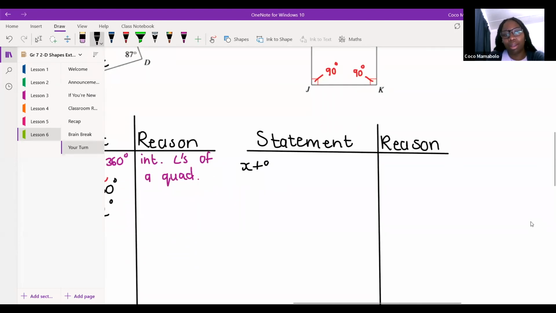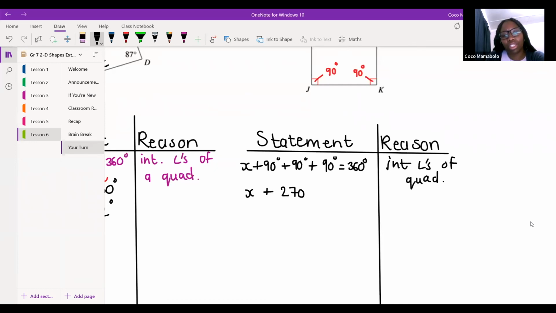So I'm going to have x plus 90 degrees plus 90 degrees plus 90 degrees is equal to 360 degrees. And that is the interior angles of a quad. And if I add all of these up, 90 plus 90 plus 90, that's going to give me 270 degrees. And all of that is equal to 360 degrees. And this goes all the way to the other side. And we're going to get x is equal to 360 degrees minus 270 degrees. Therefore, x is equal to, well done, Keisha, well done, Smita, 90 degrees.